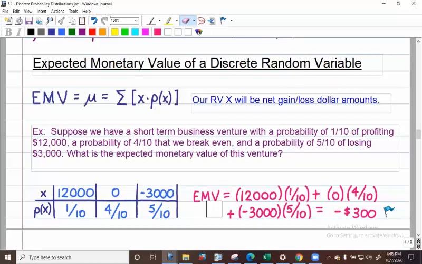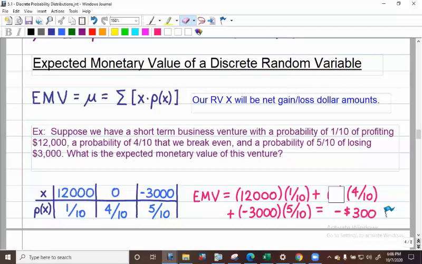12,000 times 1 over 10, plus 0 times 4 over 10, plus negative 3,000 times 5 over 10 is negative 300. Now let's talk about what that negative 300 actually means. Because the negative 300 doesn't represent what's going to happen to you in any one outcome. There are only 3 things that are going to happen to you when you do this once: 12,000 profit, no profit, $3,000 loss.